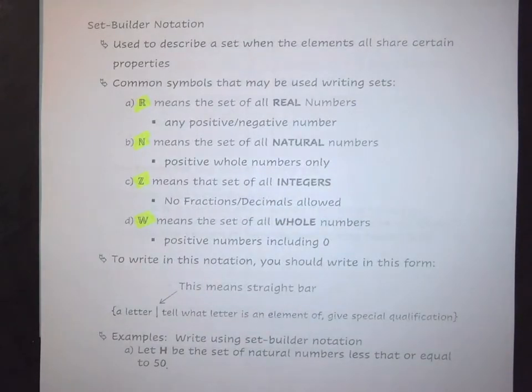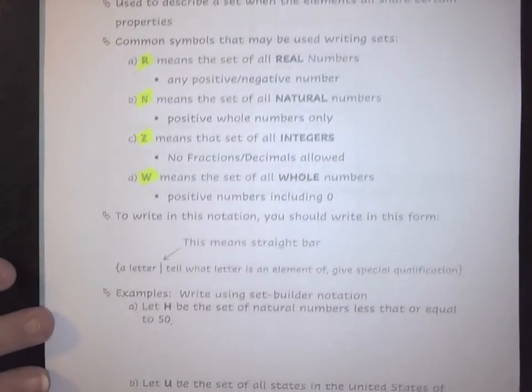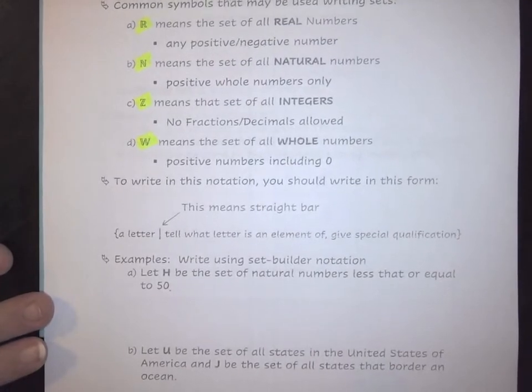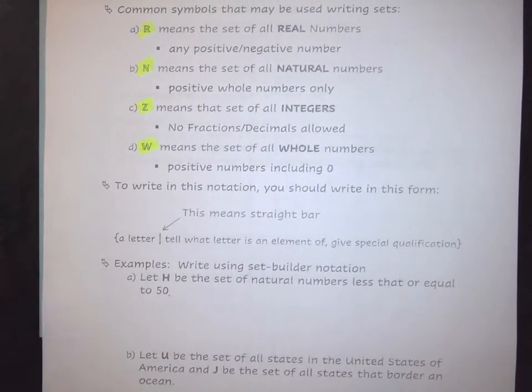The double R means all real numbers. So the definition of that would be any positive or negative number. Double N means natural numbers. So those would be positive whole numbers only. Double Z means the set of integers. So when we're talking about an integer, we mean no fractions, no decimals. And then we have the double W, which is the set of whole numbers. Whole numbers are considered positive numbers, but in this case we include 0.